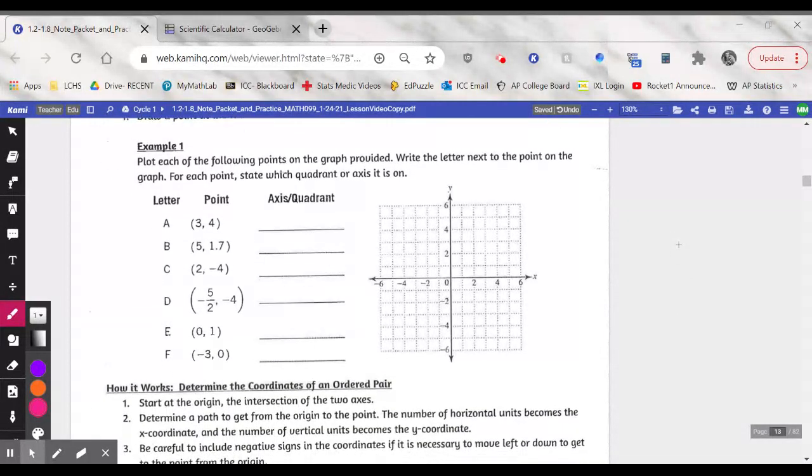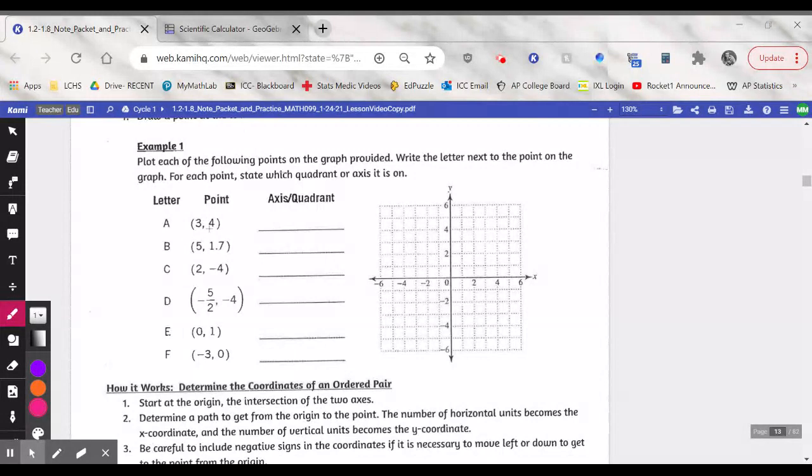So for example 1, plot each of the following points on the graph provided. Write the letter next to the point on the graph. And then we're also right here going to state the quadrant or axis that it's on. Okay, so starting with our first point, 3, 4. Your first number is going to tell you to move left or right.